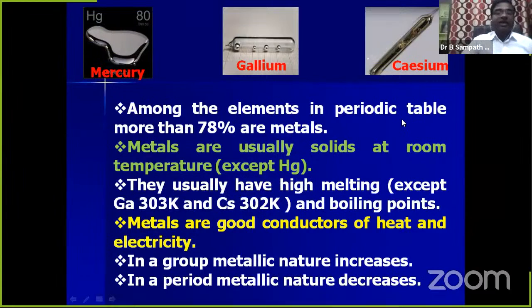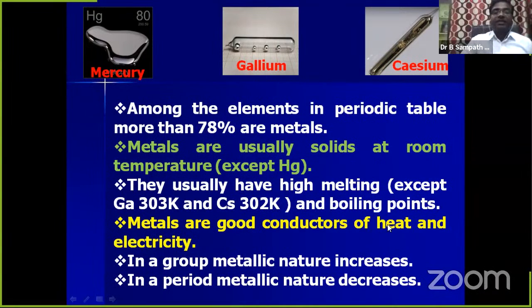Among the elements in the periodic table, more than 78% are metals. So children, most of the elements in the periodic table are metals. Metals are usually solids at room temperature, except mercury, which we have already discussed. They usually have high melting and boiling points. But here exceptions are there. Gallium has a low melting point, and cesium also has a low melting point. The melting point of gallium is 303 Kelvin and cesium is 302 Kelvin.